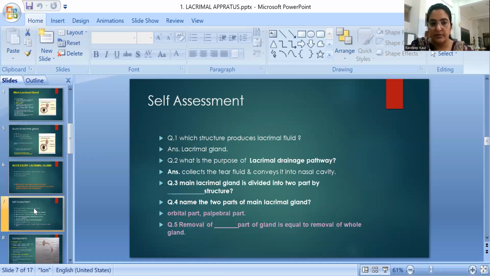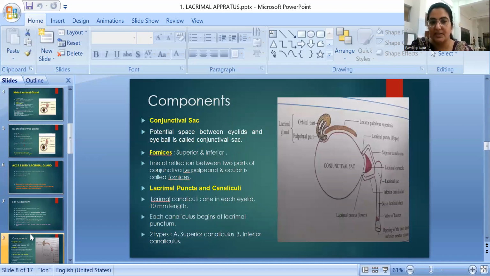Now these are some questions for self-assessment. Components: we have the conjunctival sac. What is the conjunctival sac? It is a potential space between the eyelid and the eyeball. Fornix: we have the superior and inferior fornix. The line of reflection between the two parts of the conjunctiva, that is between the palpebral and ocular parts, is called the fornix.